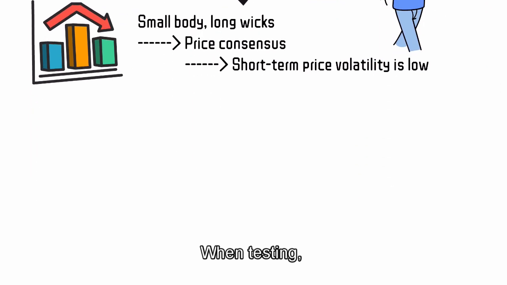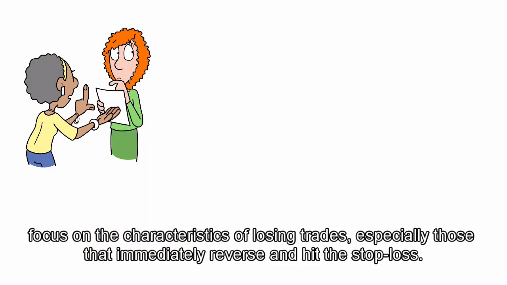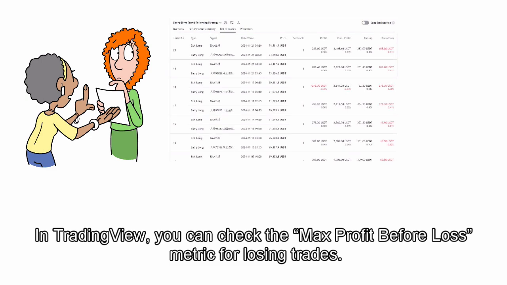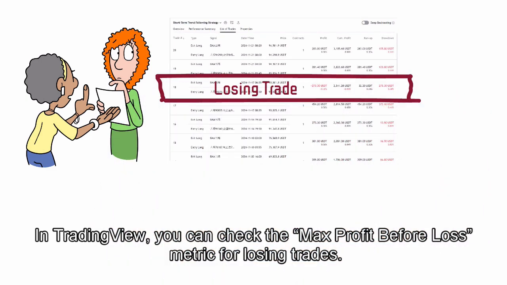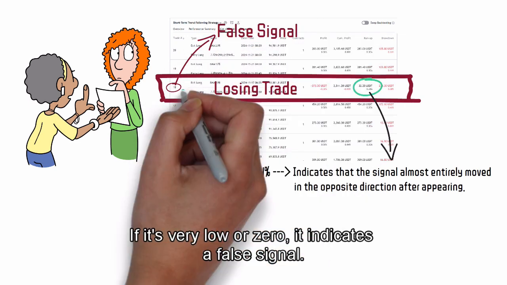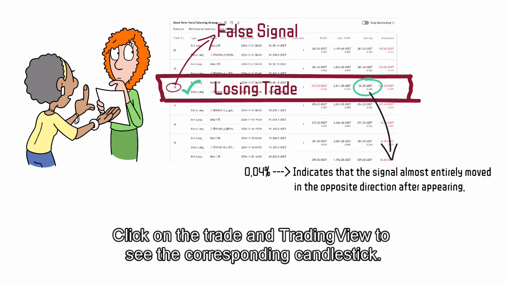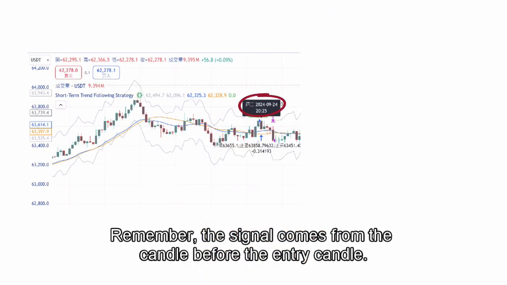When testing, focus on the characteristics of losing trades, especially those that immediately reverse and hit the stop loss. In TradingView, you can check the max profit before loss metric for losing trades. If it's very low or zero, it indicates a false signal. Click on the trade in TradingView to see the corresponding candlestick. Remember, the signal comes from the candle before the entry candle.